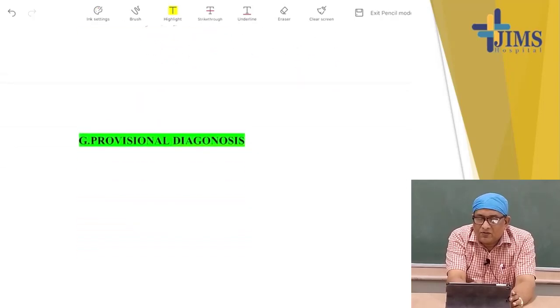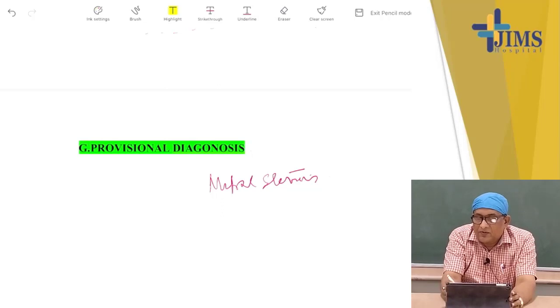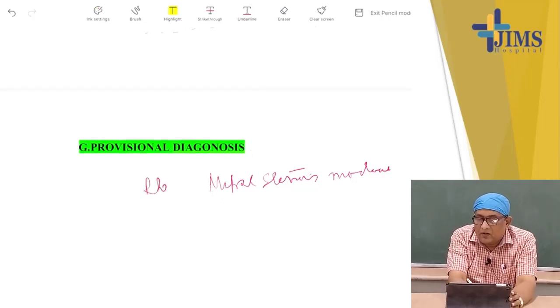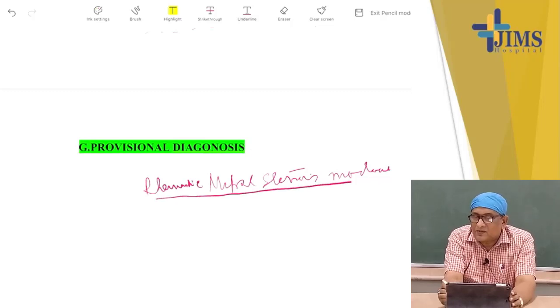So the provisional diagnosis will be mitral stenosis, severe or moderate, of rheumatic origin, or rheumatic mitral stenosis. So this should be the provisional diagnosis.